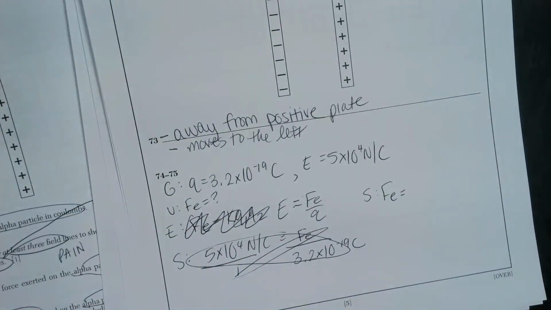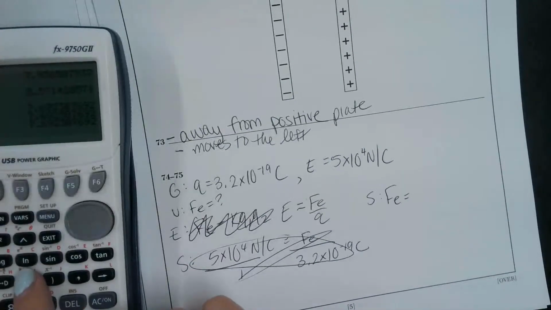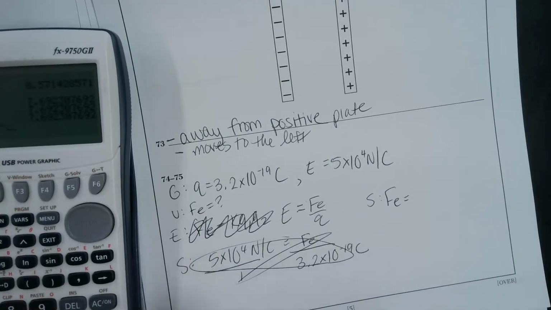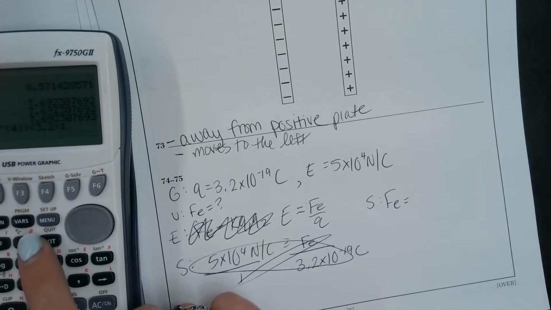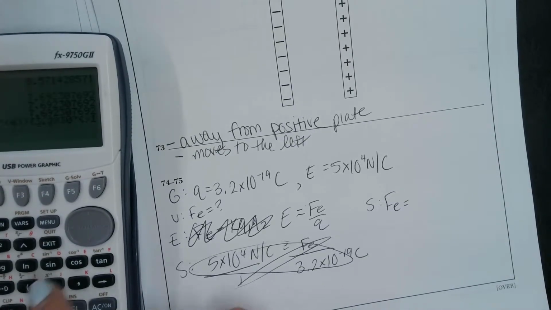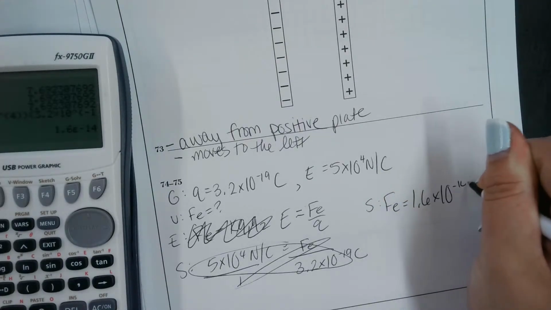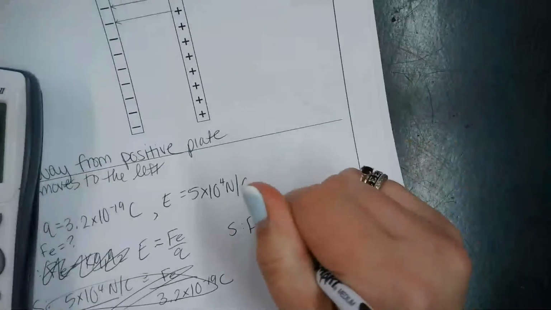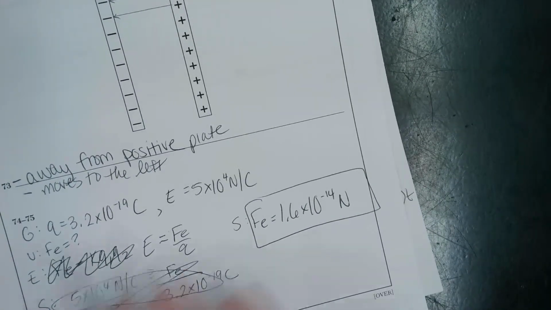Fe equals, I'm going to multiply these two things. So I have 5 times 10 to the 4 times 3.2 times 10 to the negative 19. I get 1.6 times 10 to the negative 14 newtons as my final solution. Okay. All right. Moving on along.